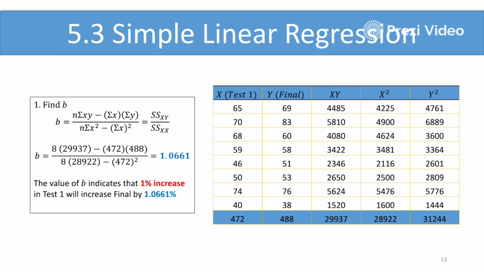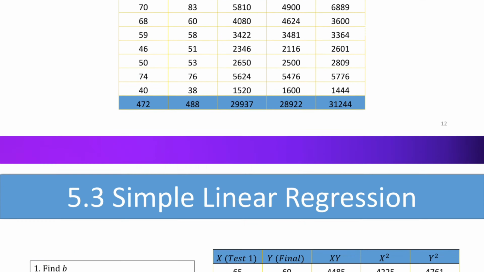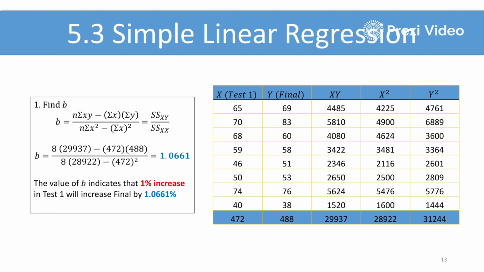So macam mana nak cari slope? Here the indication. Okay, kalau tengok balik dekat formula ni, then kita ada summation of xy times n. Okay, summation of xy kita dah dapat 29937 ni. Okay, it just replace sahaja, plug in sahaja the formula. And then kita akan dapat 1.0661. So how are we going to interpret is that the value of b indicates that 1% increase in test 1 will increase final by 1.0661%. Okay, dia increase in 1 unit.